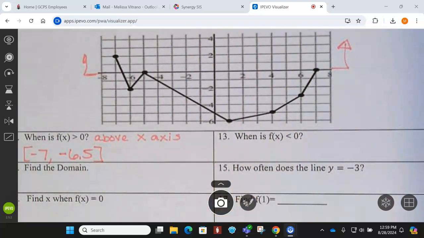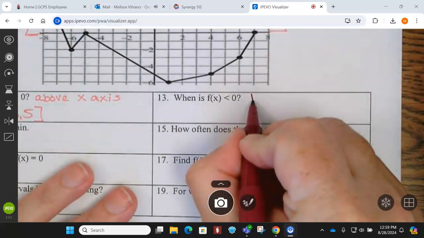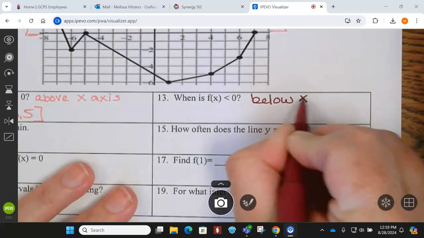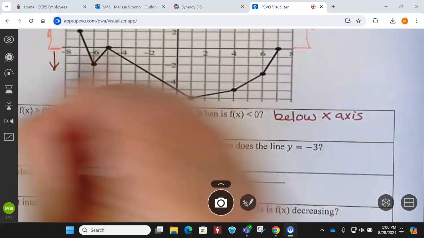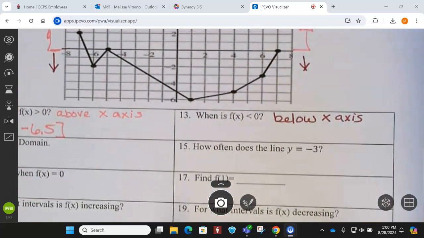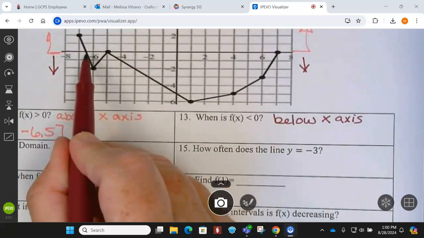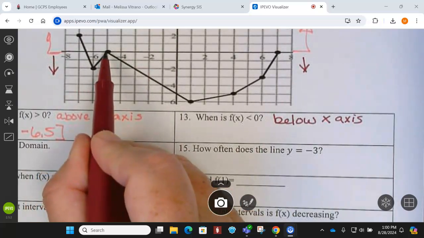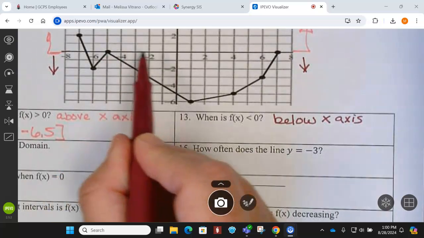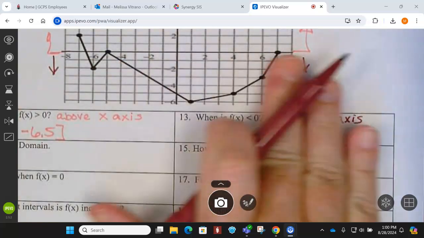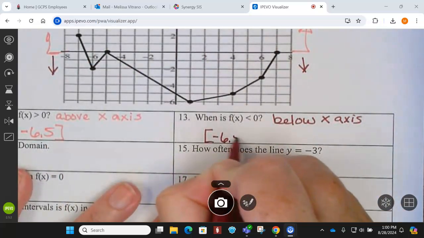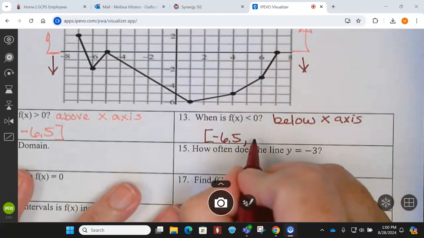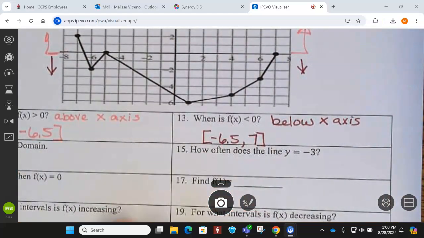Okay, I'm going to change my colored pen. This means when am I below the x-axis? So I went from here down. And notice I'm below. Would you agree here? I touched the x-axis, but it's still okay all the way to here. So this pretty much whole graph is below. So let's call that, we said earlier, -6.5, all the way to positive 7 is when I'm below. Okay.